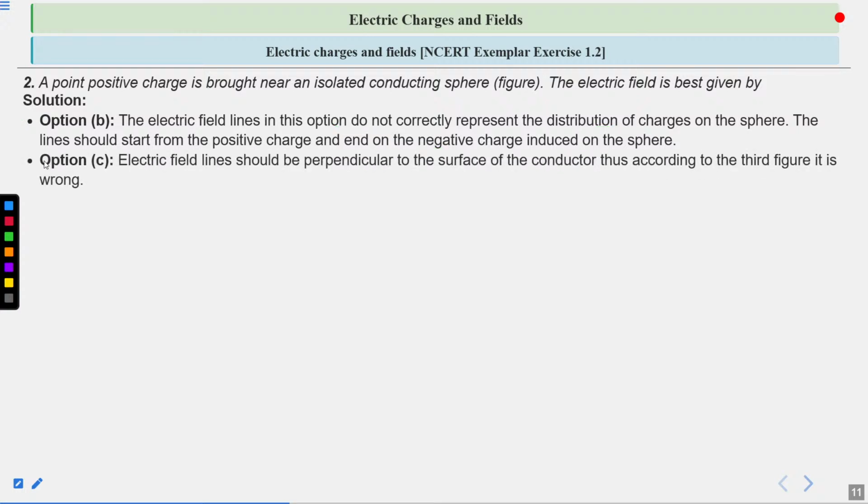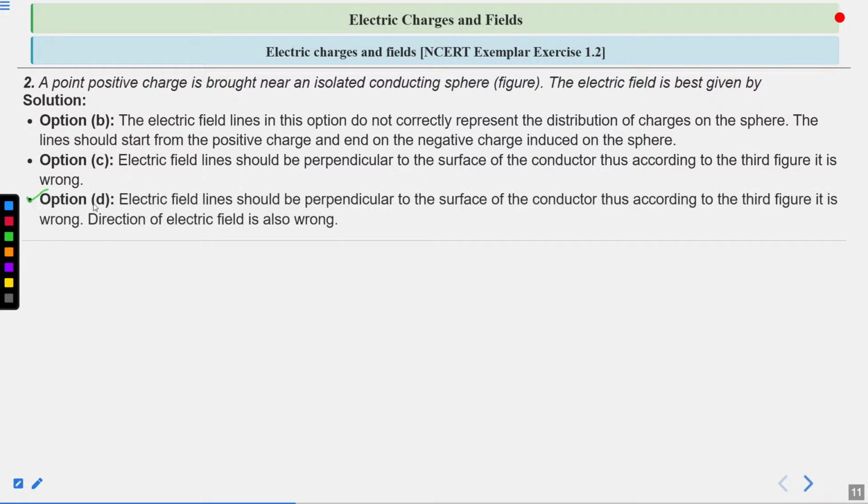If we talk about option C, electric field lines should be perpendicular to the surface of the conductor, so it is also wrong. And if we talk about option D, electric field lines should be perpendicular to the surface of the conductor, thus it is also wrong. The direction of the electric field is also wrong in option D. So only which option is correct? A. Clear?